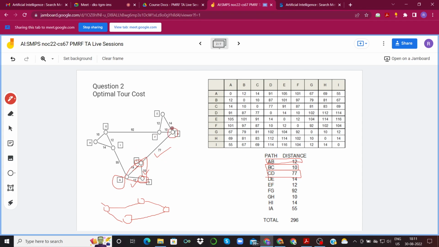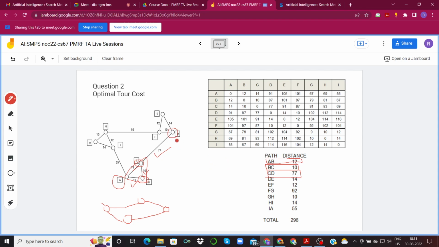Now, taking inspiration from the point we just discussed regarding the C node, which edge do we take from D here? Do we take the 10 edge or the 14 edge? 14. Okay, 14. Why 14? Do you think so? Why not 10?